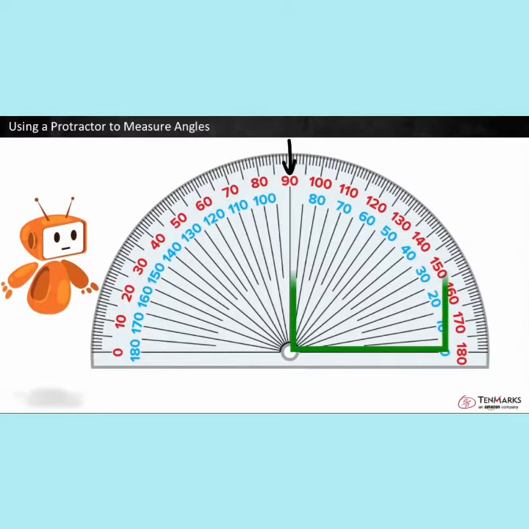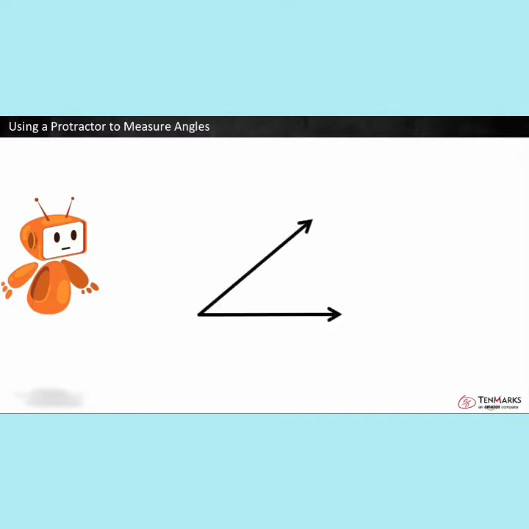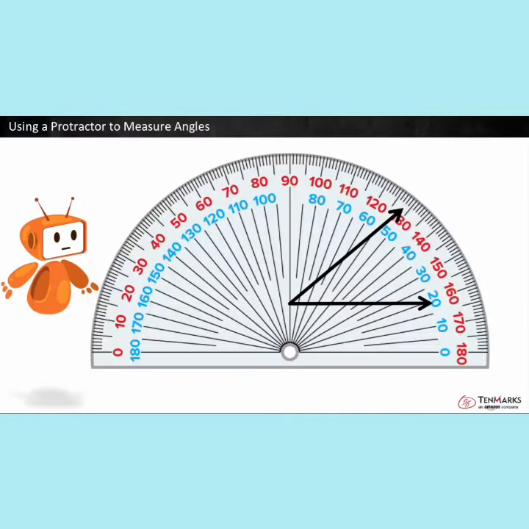There are 90 degrees in a square corner and 45 degrees in half a square corner. Let's take a look at this angle. We can use a protractor to measure this angle. First, put the vertex on the center.